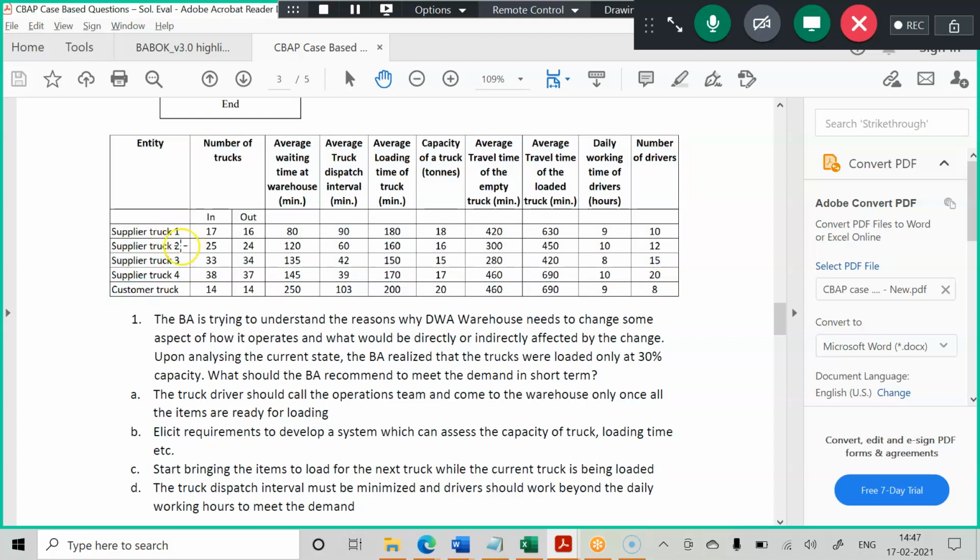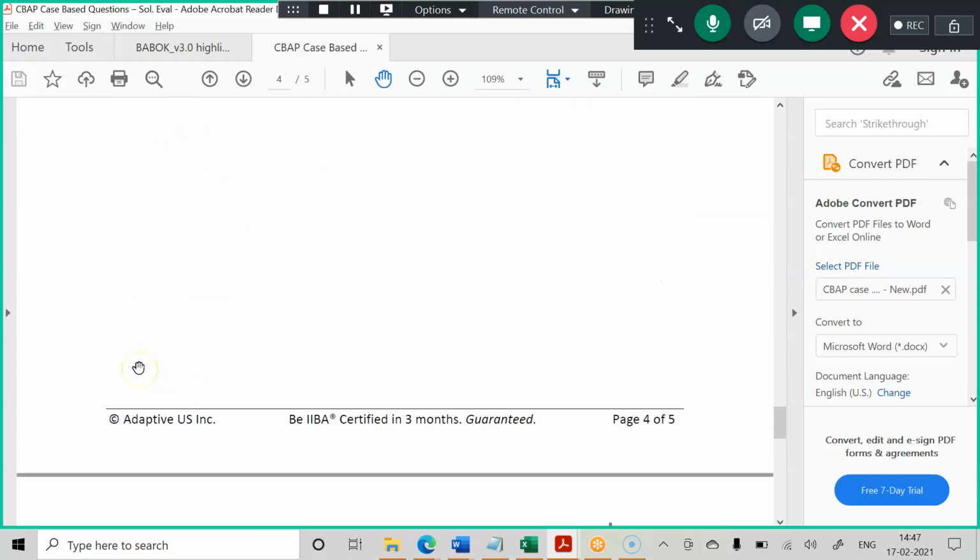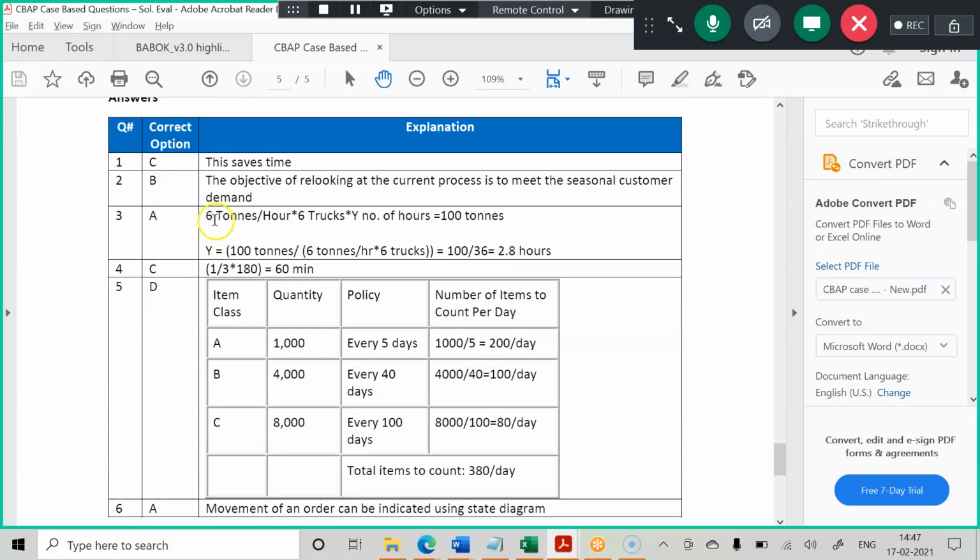So regardless of which truck is in operation, the calculation would be something like this: if you are loading at 6 tons per hour and you have 6 trucks, how much time would you take to load 100 tons? So 100 divided by 6 into 6. That's 36. 100 divided by 36, you will get 2.8 hours. Basically, 6 tons per hour into 6 trucks, and the number of hours will give you 100 tons. So these are like that.